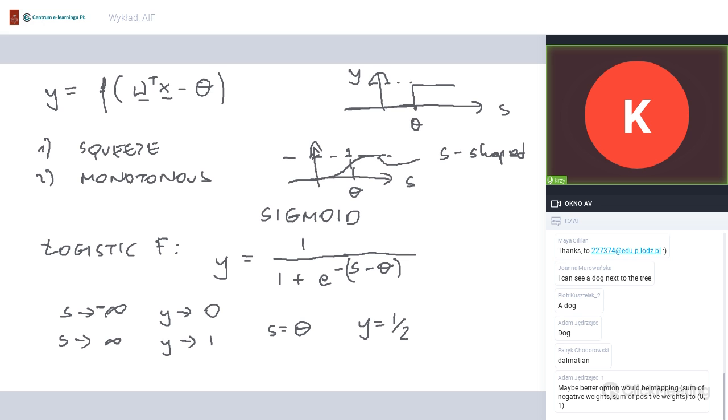So this is a valid candidate. Obviously, I could also compute a derivative to show you that it is monotonous, but I'm not going to waste time because you can do it on your own. The sigmoid function used to be the favorite nonlinearity considered for neurons. It was not the only one.